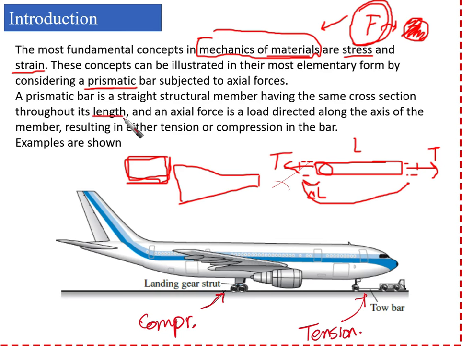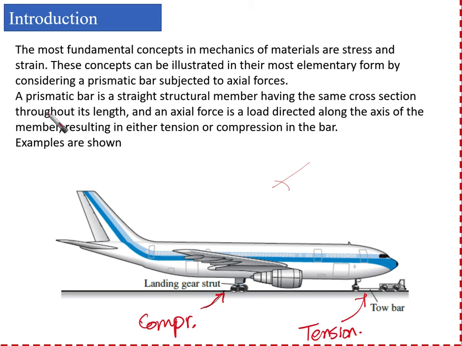So this is an important issue. Why are we placing emphasis upon the prismatic bar? Because we are always dealing with the cross section, so we need the cross section to be constant, but here it is variable. So we are dealing with a prismatic section. Let's clear everything. So this is the meaning of a prismatic bar.